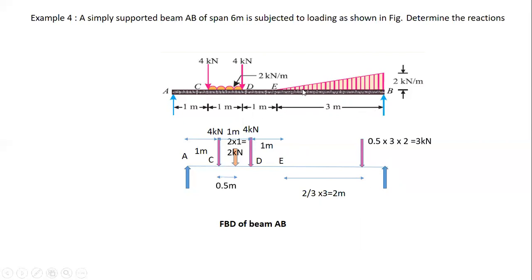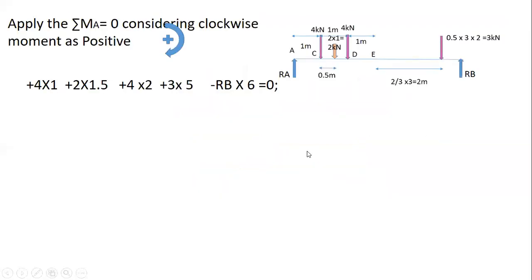Okay. So after writing the free body diagram, the first step is to apply sigma MA is equal to 0, considering the clockwise moment as positive.